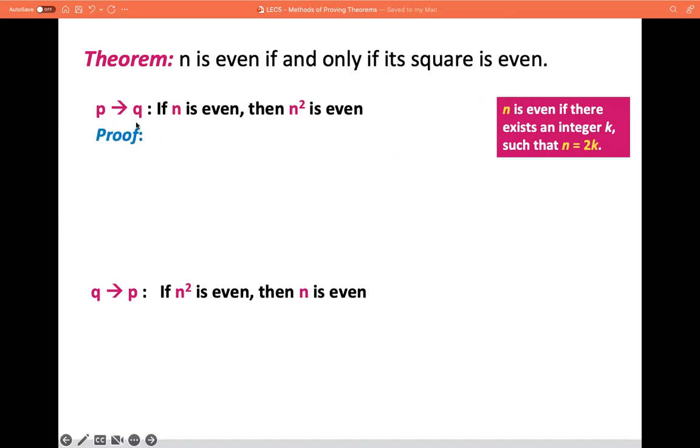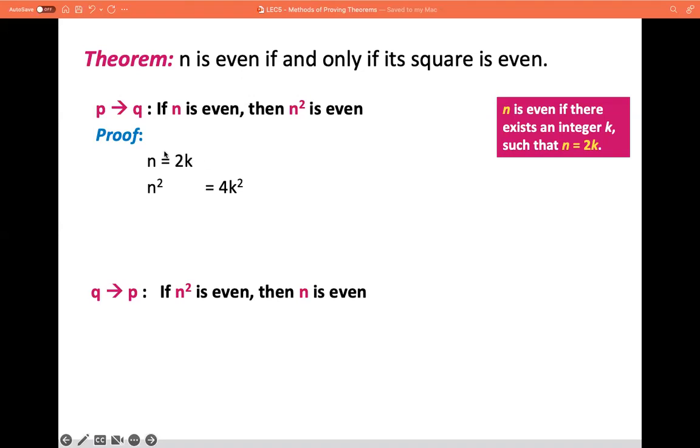The proof for P implies Q goes this way, since we will be using a direct proof. In proving equivalences, we can use other proofs that we have already discussed. We can use direct proof, indirect proof, proof by contraposition, as well as proof by contradiction. In this case, we are going to use direct proof, wherein we begin with the premise n is even. Assuming that n is even, and this is true, we then assign n equal to 2k for some integer k.